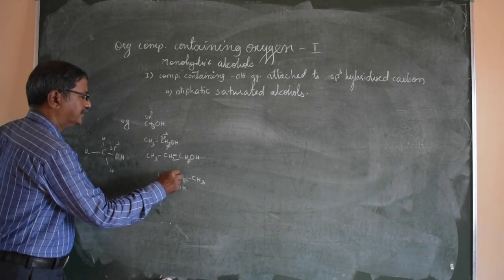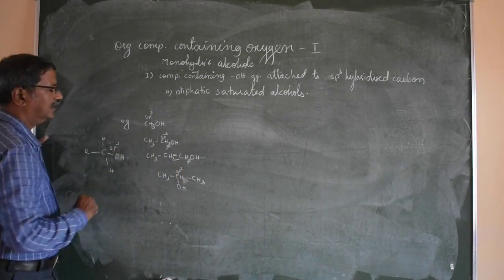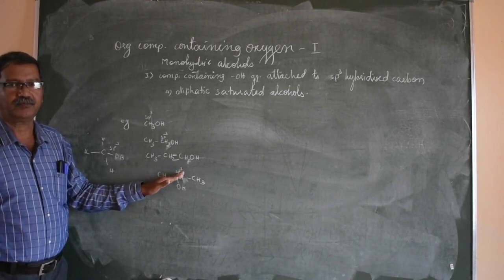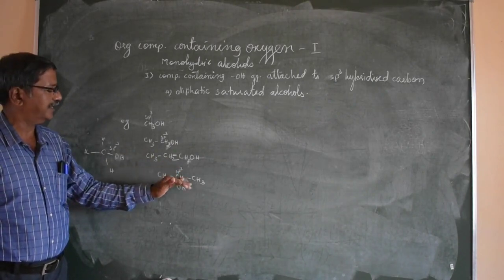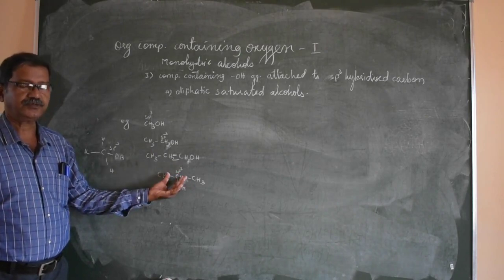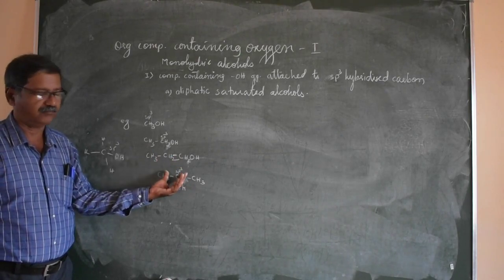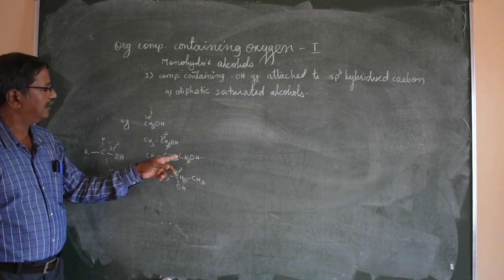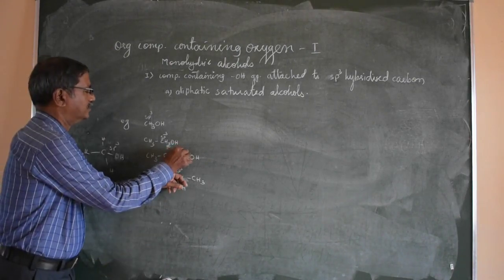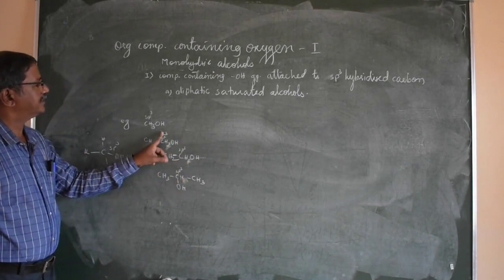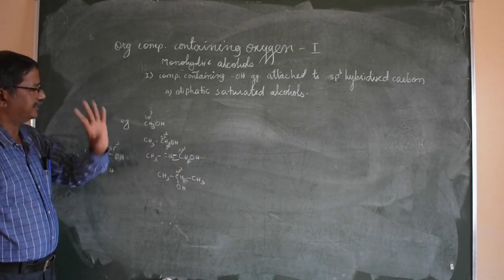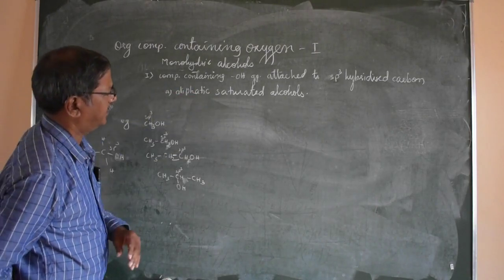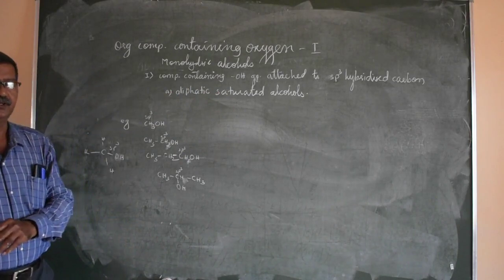This is also sp3. So what you have to remember is, when the carbon is attached to other groups or other atoms by a single bond, then it is sp3. So it is sp3 carbon. This is sp3 carbon because we have a single bond. This is sp3 carbon, single bond. So it is aliphatic saturated alcohols.